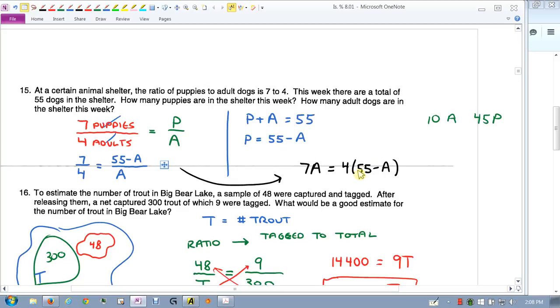So what's 4 times 55? What do you have? Oh, I thought you said 320. I'm sorry. 7A equals 220. I thought you said 320. Minus what? 4A. And what we've done is we've reduced this to a linear equation. We have A, just move all your A's to one side. So add 4A to both sides. What would you get?